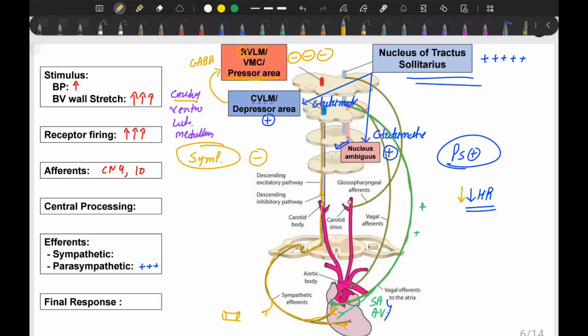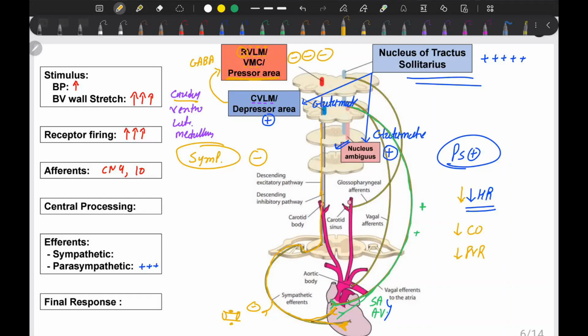Also it is supplying the ventricular muscle, so you are also decreasing the cardiac output, and it is also supplying the smooth muscles of the blood vessel, and you are inhibiting this, so there will be a vasodilatation, so there will be a decrease in the peripheral vascular resistance also.